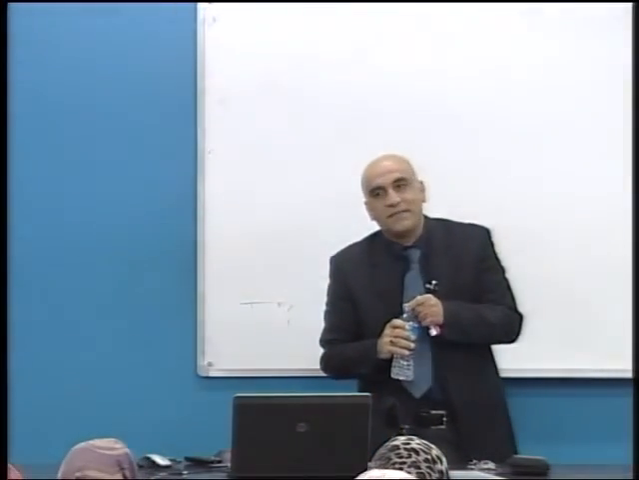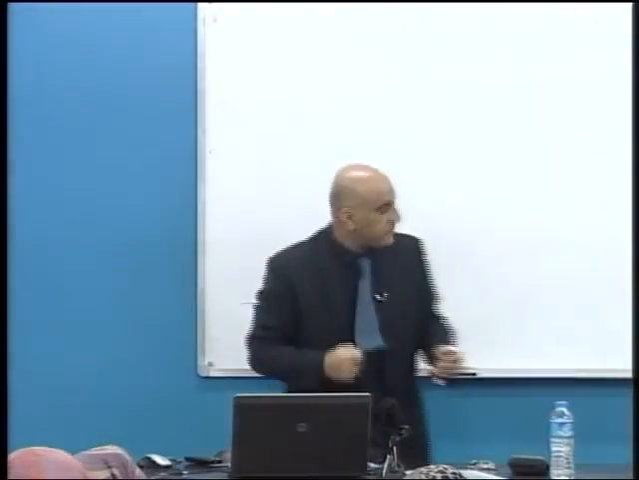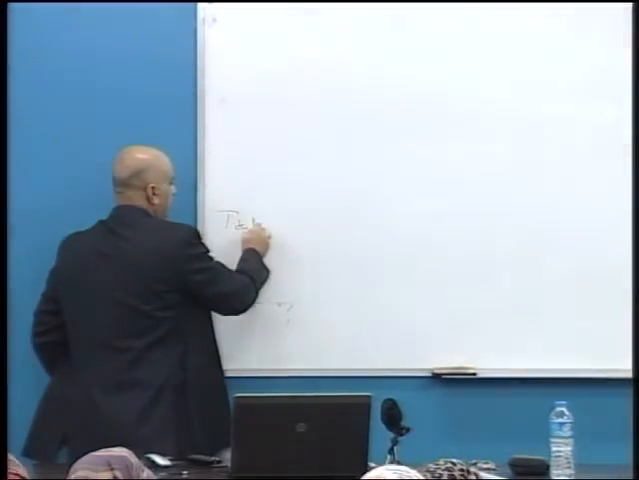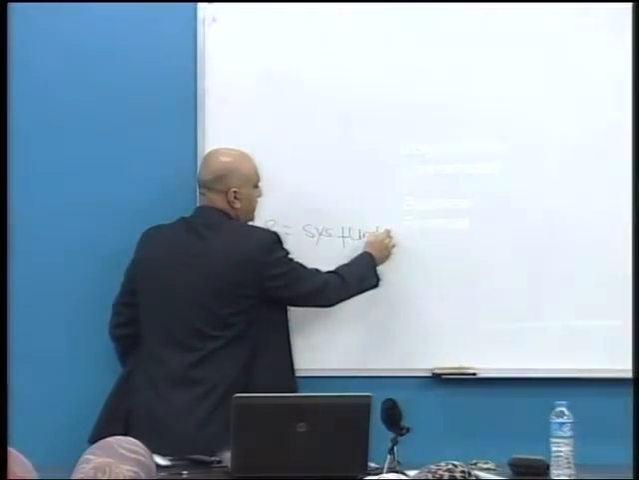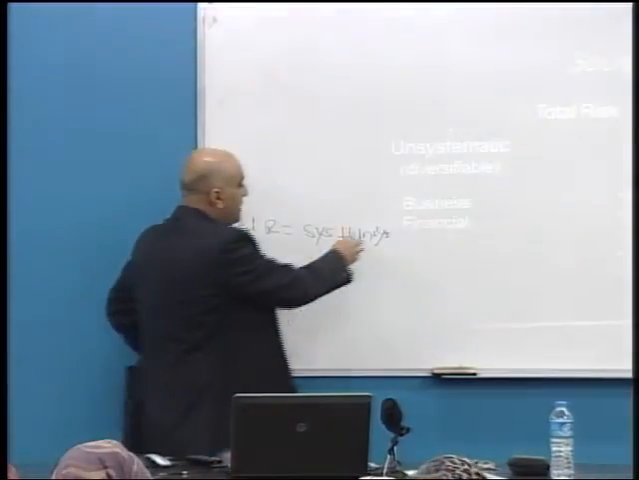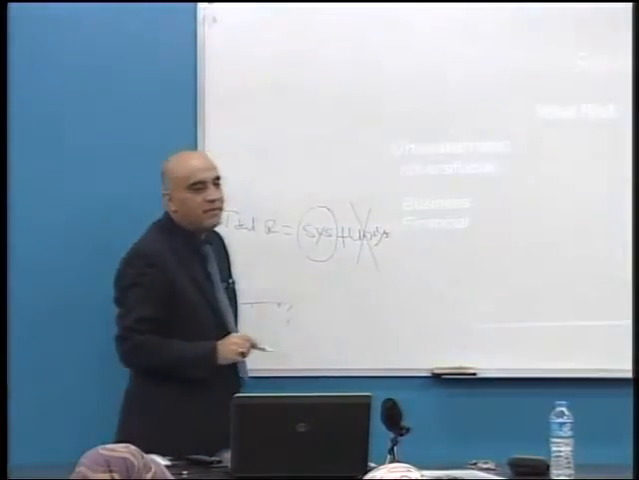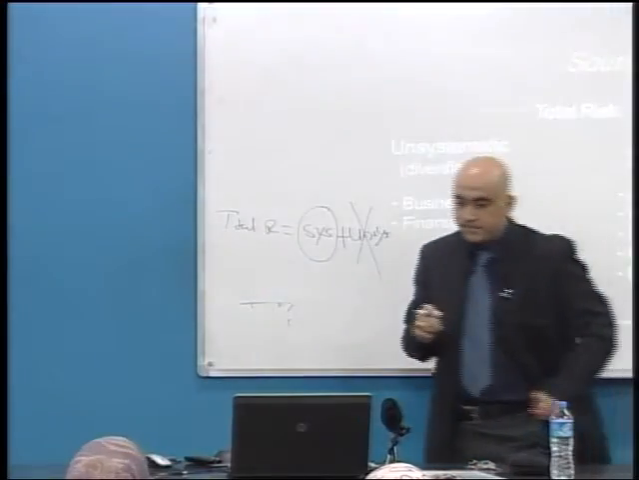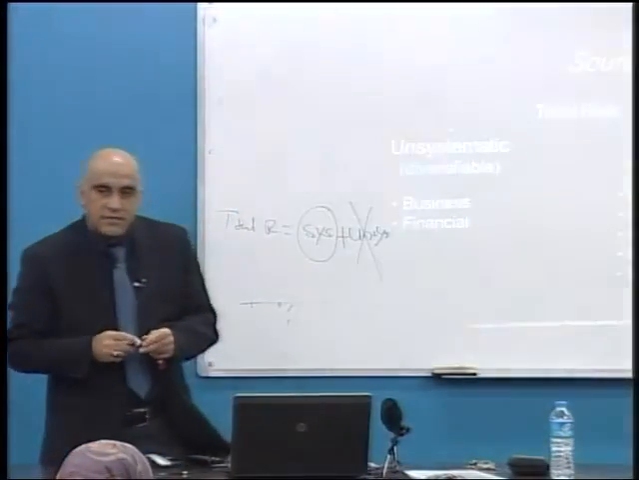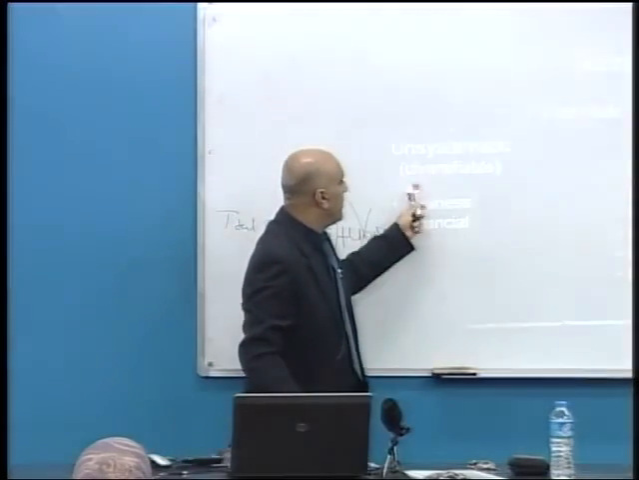So again, the systematic risk and unsystematic risk represent the total risk. So the total risk is equal to the systematic risk plus unsystematic risk. We can eliminate this by diversification, but we cannot eliminate this because all securities have this risk. Okay? Yeah, it's the markets or the general markets.